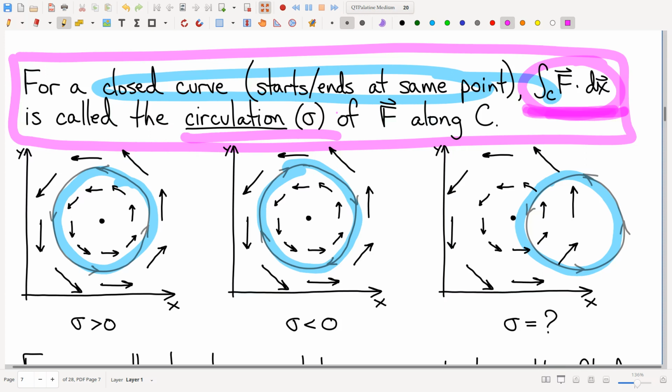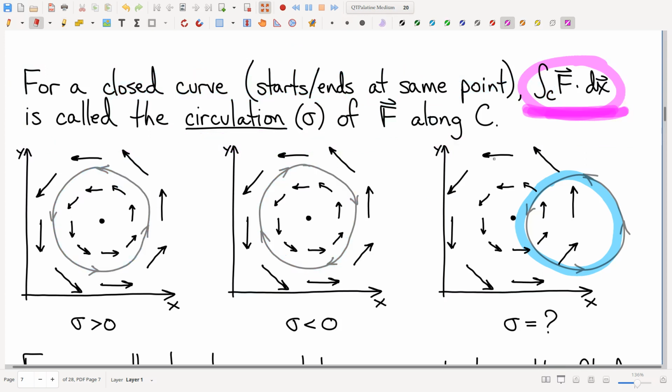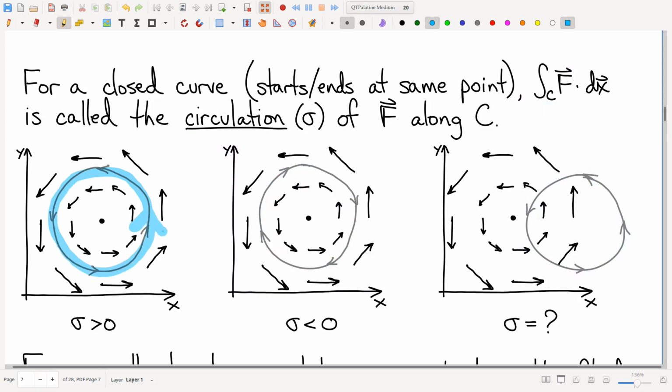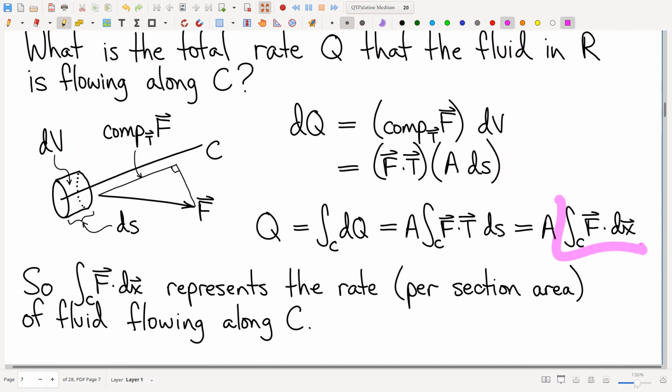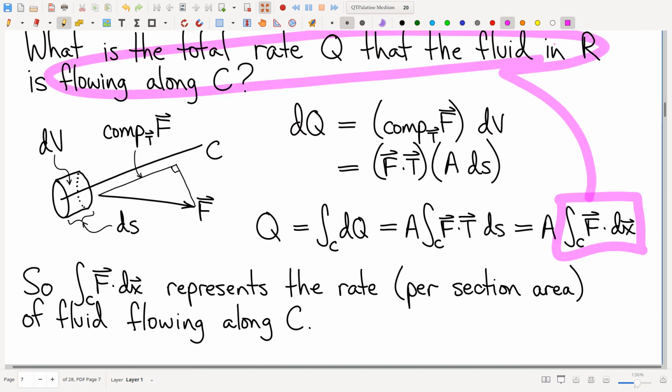So let me show you some examples of how we would think through a circulation from a picture. Here, for example, let's imagine this closed curve right there, and I've got this fluid flowing as per the vector field I've indicated here. I'm interested in the vector line integral. How would I infer the vector line integral from this picture? Keep in mind, our interpretation is that vector line integrals per unit area are basically telling me the extent to which the fluid's flowing along the curve.